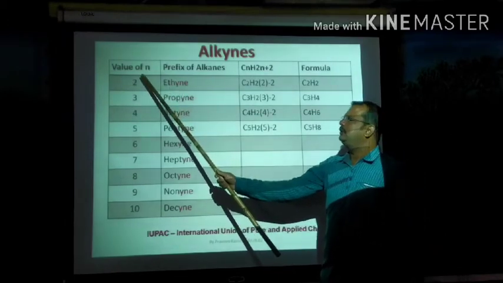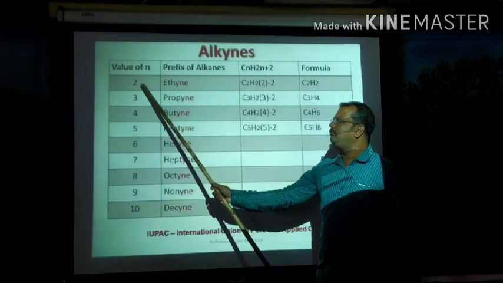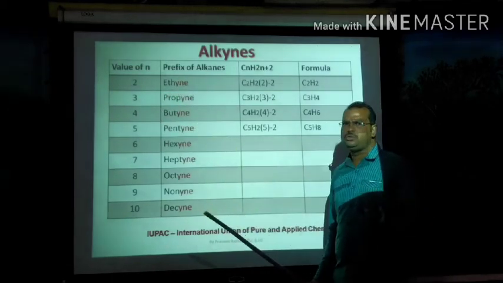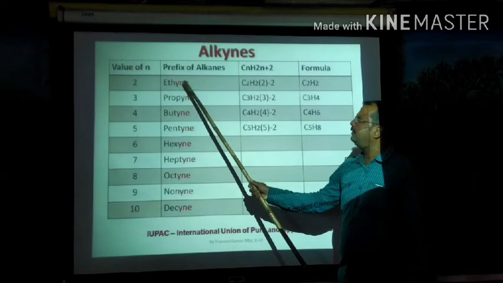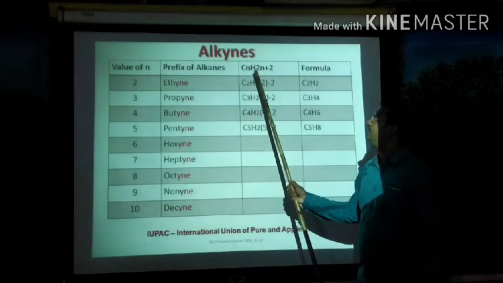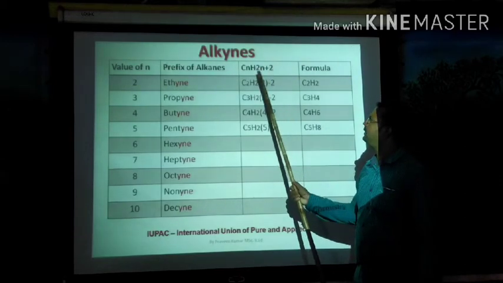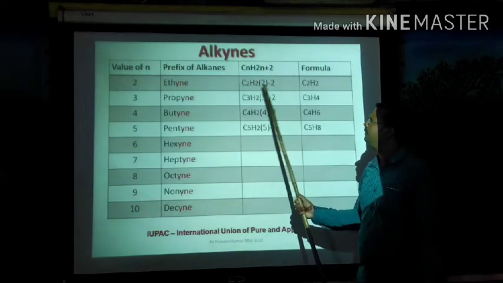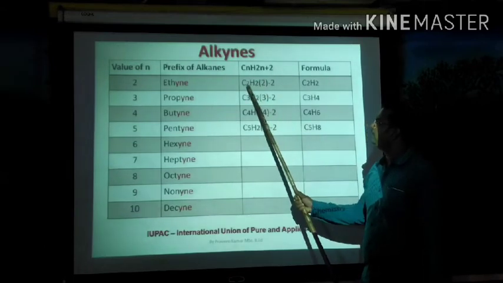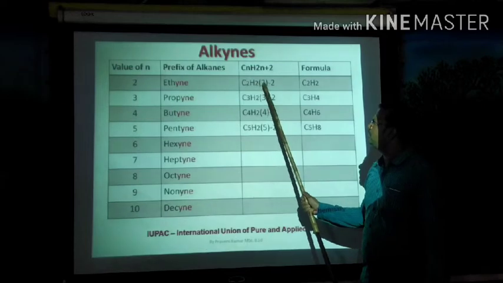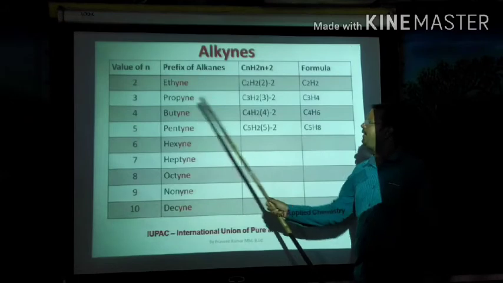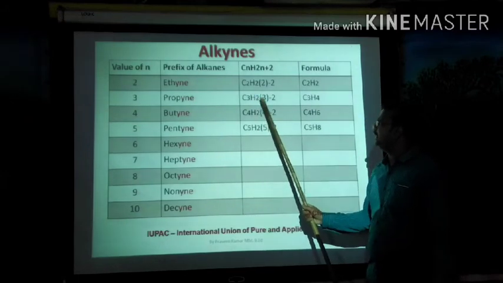Here the value of n is 2. Eth indicates 2 and the suffix is yne. General formula CnH2n minus 2. So C2H2 into 2 minus 2: 2 into 2 is 4, 4 minus 2 is equal to 2. C2H2. The same way, propyne C3H2 into 3.